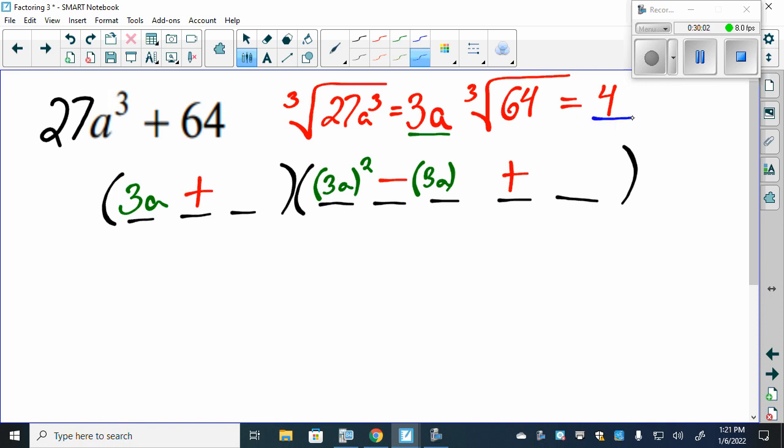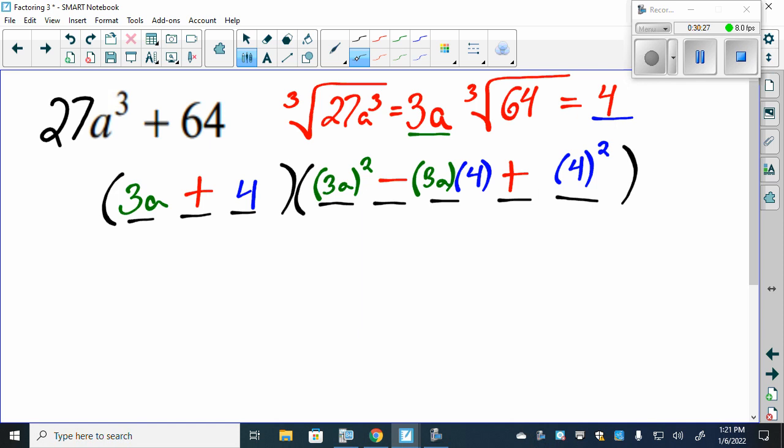And then we can plug in the 4, which would be 4 to the 0. Our middle one would be 4 to the first, and our last one would be 4 squared. Any questions on how we plugged any of this in?